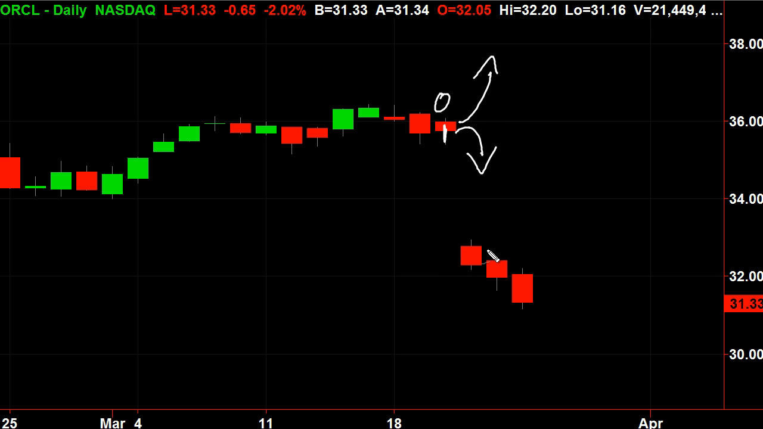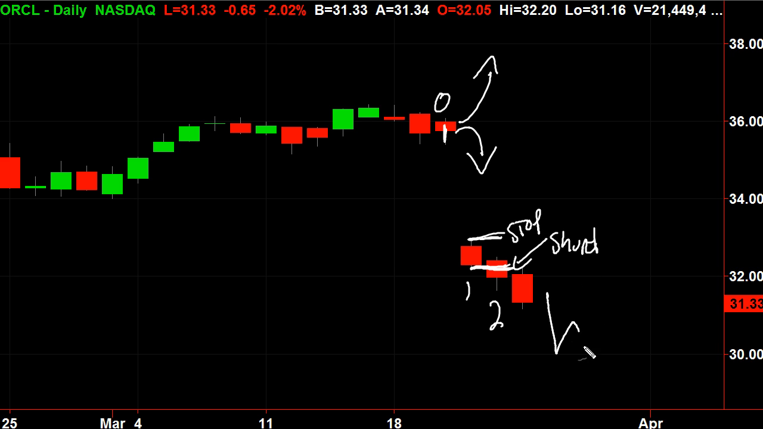And we don't really care if it's up or down. What you want to do is mark the high and then mark the low. In this scenario, this is day zero, day one, day two. On day two after earnings, if it takes out that low, you're going to short it at that spot. And the high will be your stop loss. And that's how you do it.